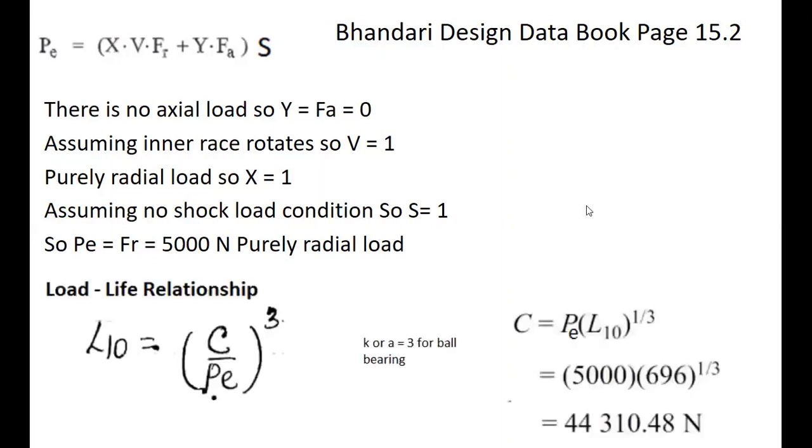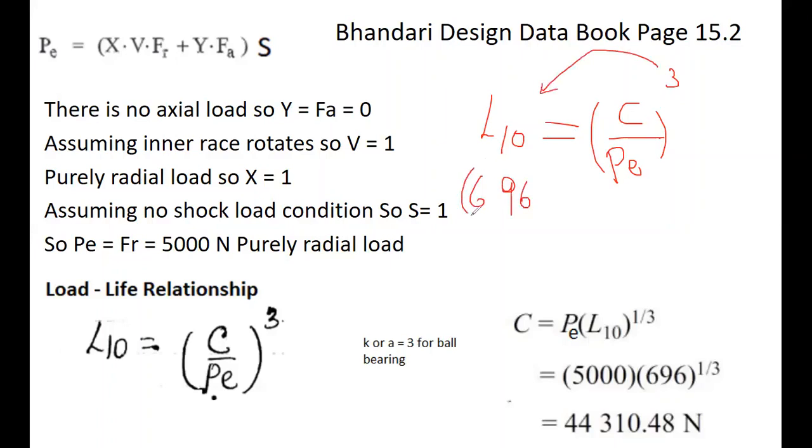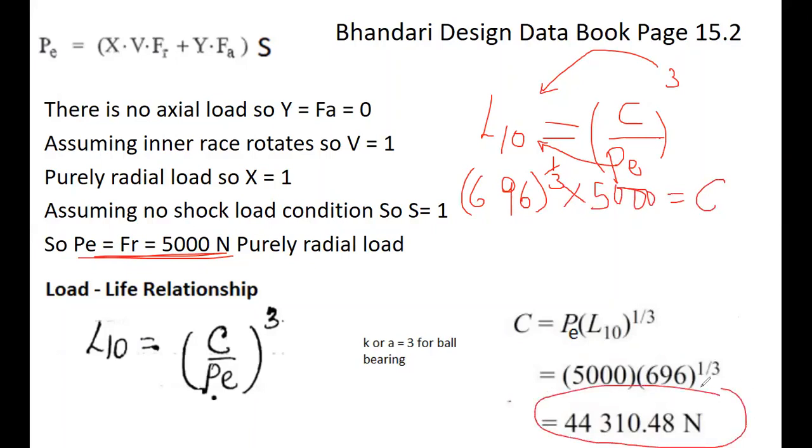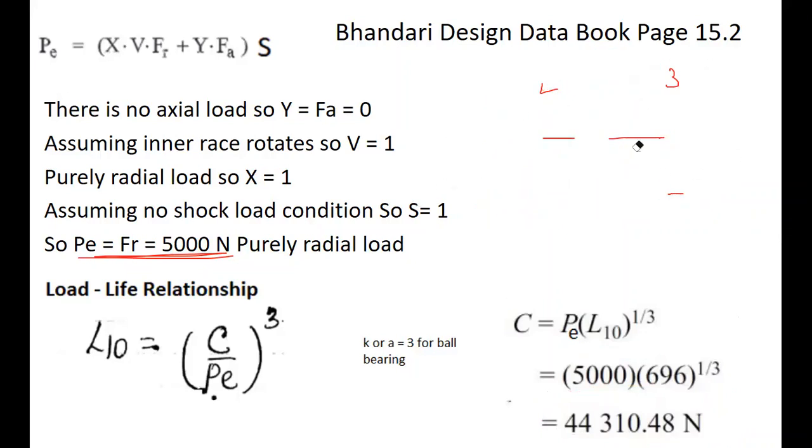Moving ahead, now we just have to use this formula of L10 is C upon PE raised to 3. Now, we found out that L10 is 696, right? When 3 wants to come here, simple mathematics, it will become 1 by 3, right? PE is 5,000 Newton. So from here, when it goes across, it is going to be multiplied, so into 5,000 is equal to our dynamic load carrying capacity. When you do these calculations in your calculator, you will come to know that the dynamic load carrying capacity is 44310.48 Newton, right? So a very easy and simple numerical.